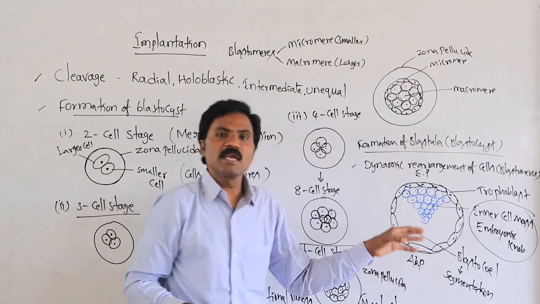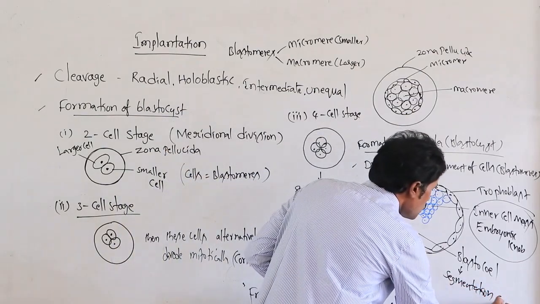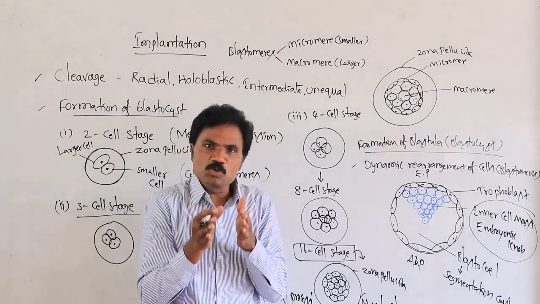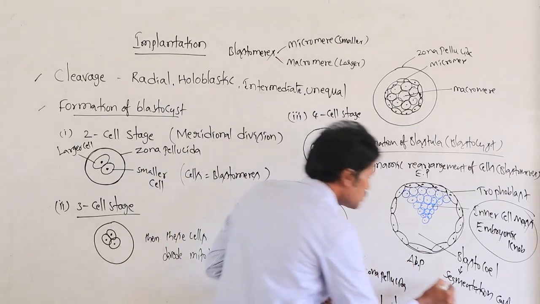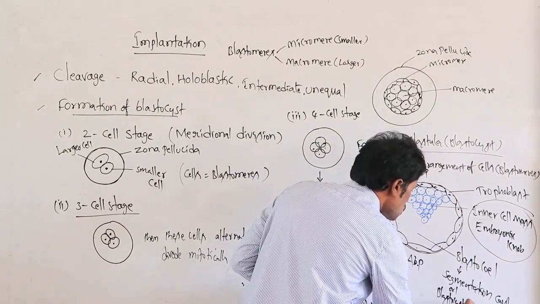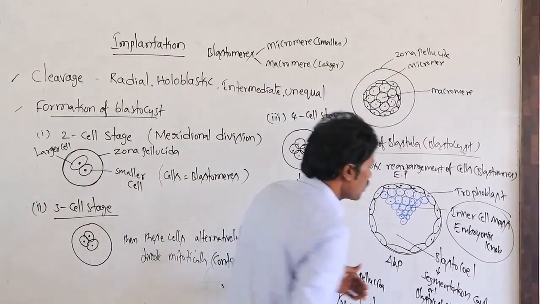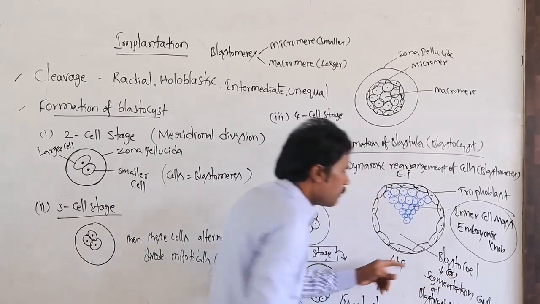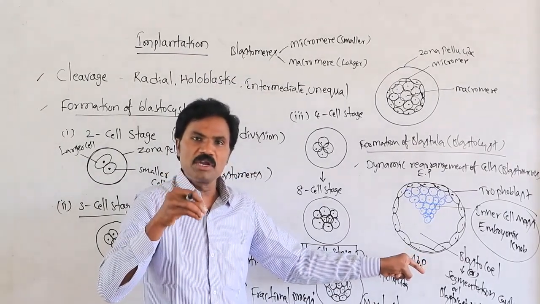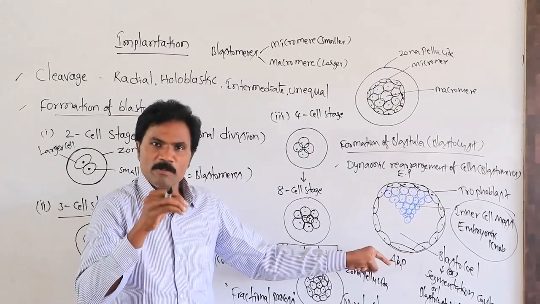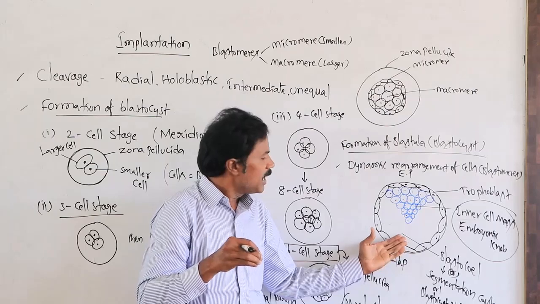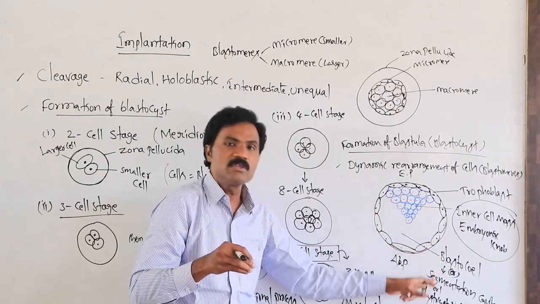It is called the segmentation cavity. Otherwise we call it the segmentation cavity, or another name is blastocyst cavity or blastocoel. So there are different names. How does the blastocoel develop? It develops by absorbing nutrient material from the endometrium wall of the uterus through the trophoblast. Then it differentiates. These different names are present.